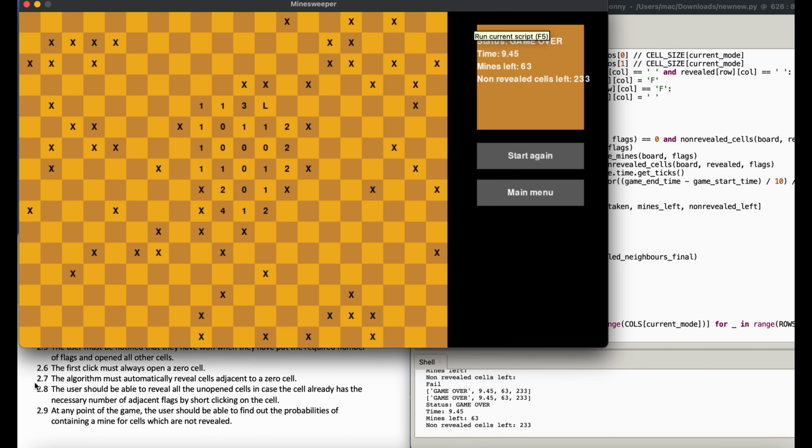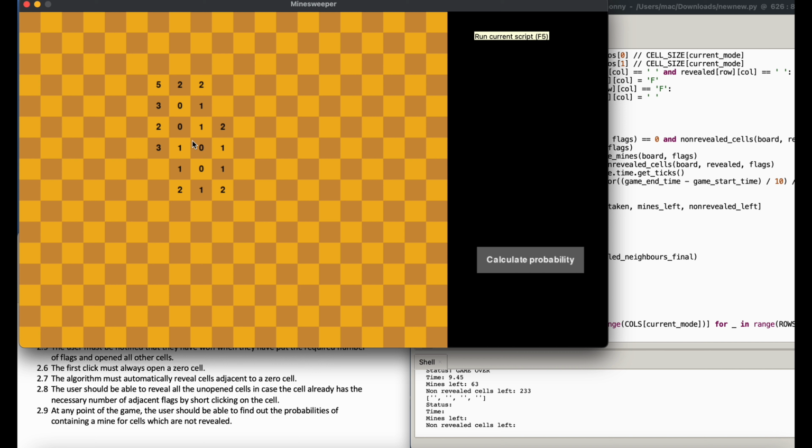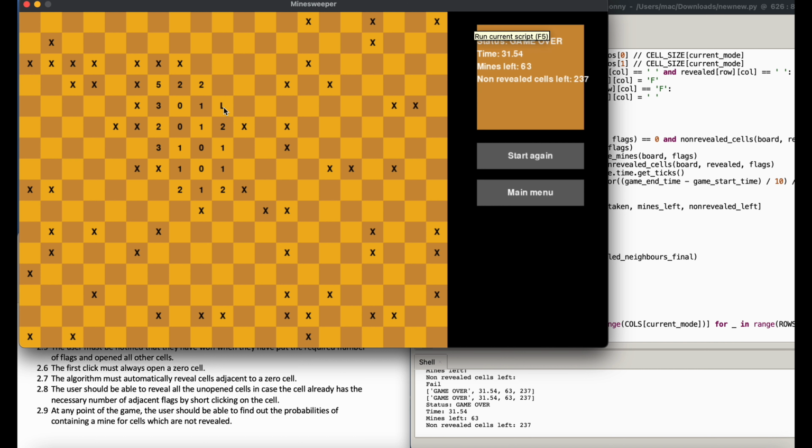Objective 2.7, the algorithm must automatically reveal cells adjacent to the 0 cell, which is true, as we can see that, for example, this neighbor cell was also 0, and the algorithm automatically revealed all the neighbor cells, and we got the other 0, so it also revealed these cells. And here we got another 0, so the algorithm revealed all the other cells. And at the edge we only have non-zero neighbors, which are not revealed. I mean, their neighbors are not all revealed.